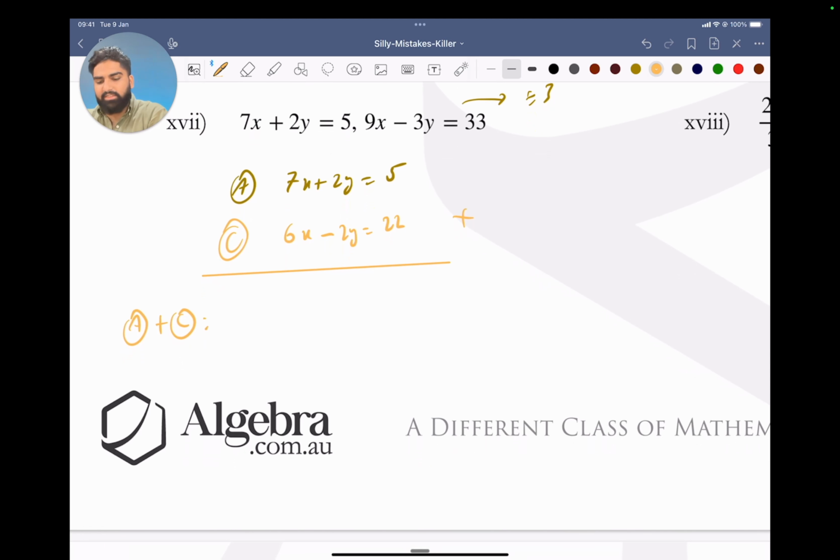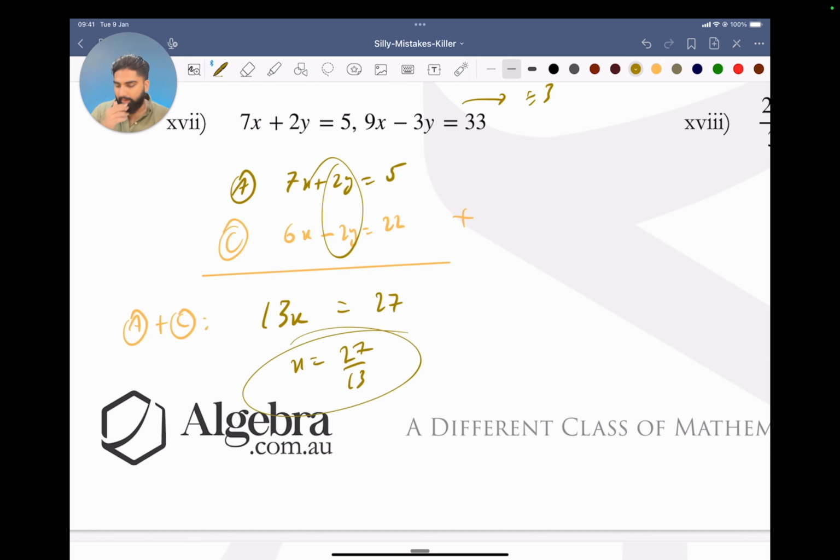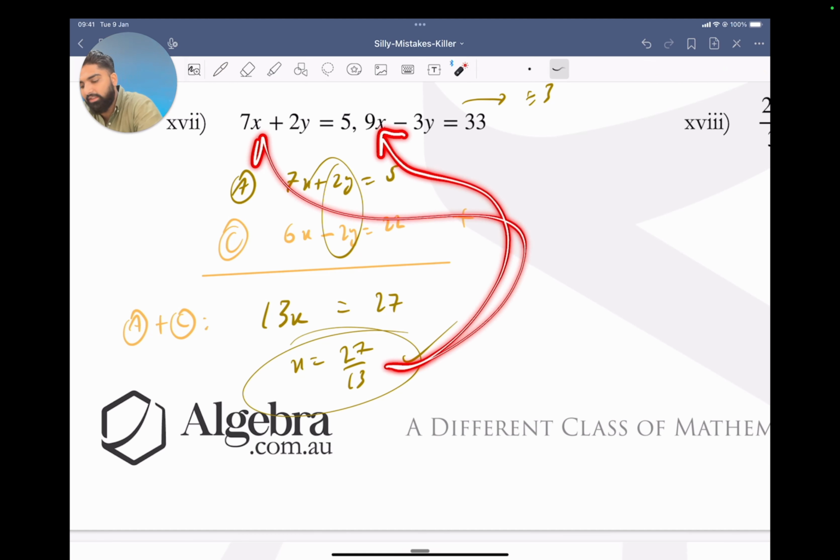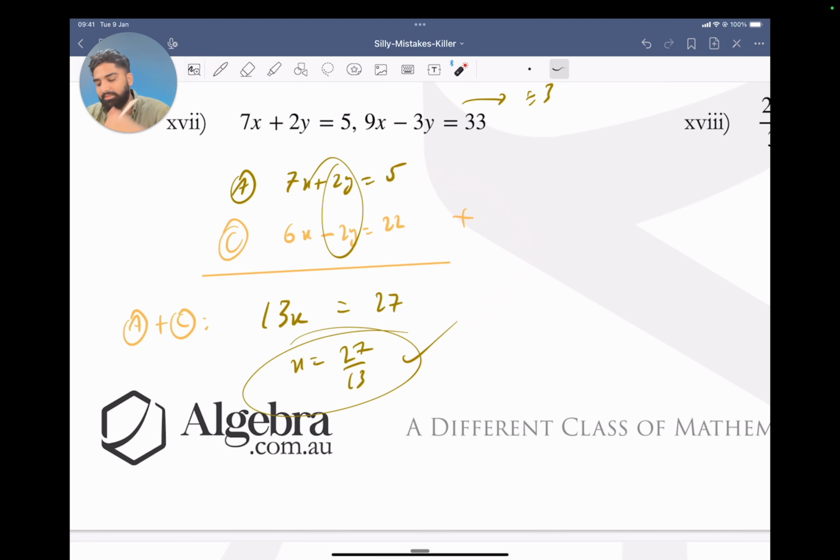What's 7x plus 6x? That's 13x. But what's plus 2y minus 2y? It cancels out. And look at that, now you only have one thing missing. And then 5 plus 22, what does that give you? 27. And therefore, x is equal to 27 over 13. Now, this was the whole point: so you can get one of them. And now you can just sub it into there and make y the subject. That becomes easy. But this is the first part that you have to know. Cool?